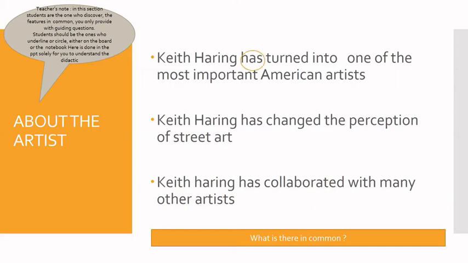So I would say, as a teacher, okay, class, what does it say in sentence number 1? Keith Haring has turned into one of the most important American artists. So someone would say, que Keith Haring es como un artista americano súper importante. I say, good kids. Okay, second one, Keith Haring has changed the perception of street art. Que Keith Haring, algo con la percepción del arte callejero, como que tiene algo con arte callejero. Good. Then I would say, okay, students, number 3, Keith Haring has collaborated. Que colaboró con muchos artistas, blah, blah. So that's what students will respond.